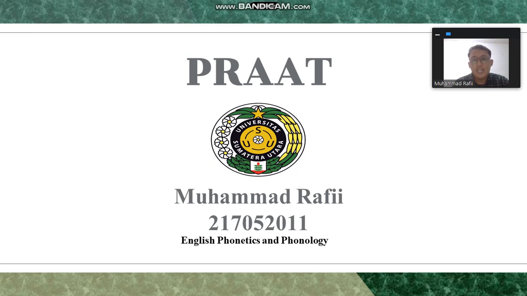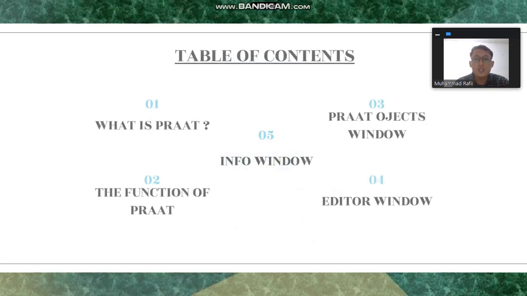So today I'm going to be explaining about the Praat. It's an application, a software, to identify the sounds in phonetics and phonology. So what I'm going to be talking about in this moment, there are five main features that I'm going to be explaining today. First, what is Praat? Number two, the function of Praat. Three, the info window. Four, the editor window, and also the Praat objects window.